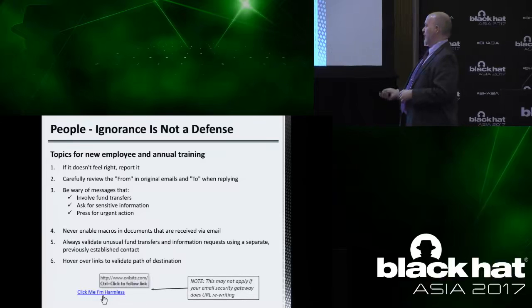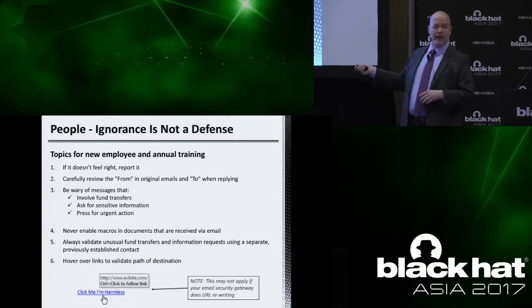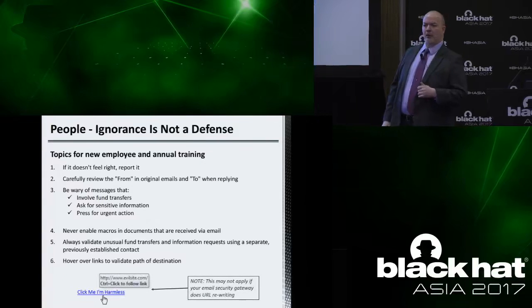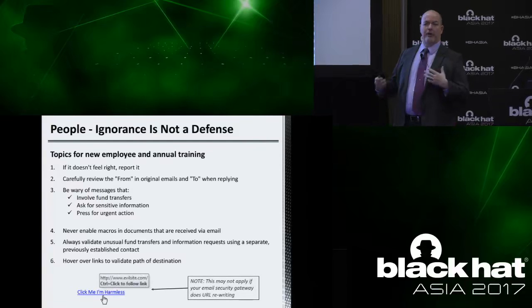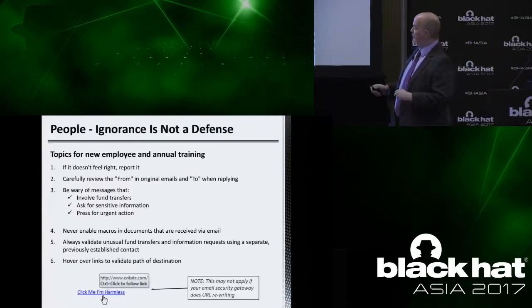And finally, for hovering over links, this is like if you don't have link rewriting. Certain tools like Proofpoint and Microsoft's Advanced Exchange Online Protection will allow you to set up link rewriting, where they will rewrite a link, and if a user clicks on it, it'll go through a sanitization process to verify that the end site is accurate, assuming there's not too many hops in the end site.